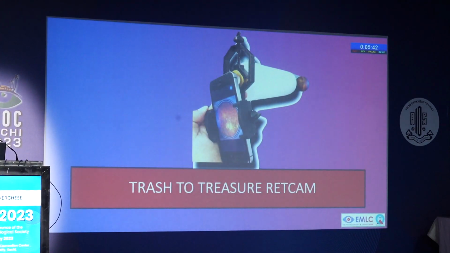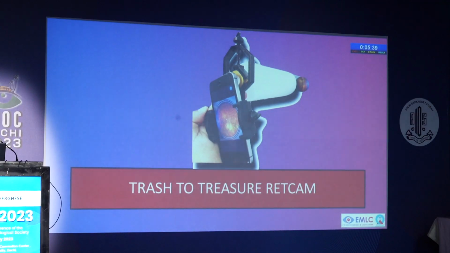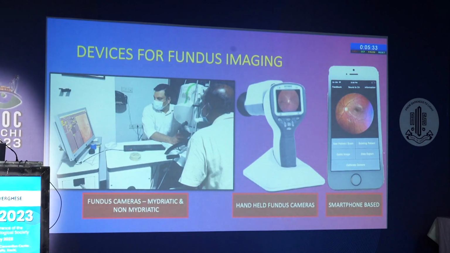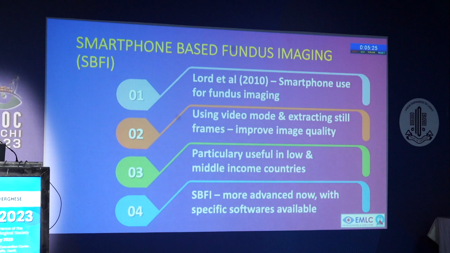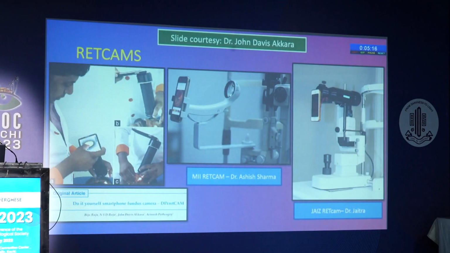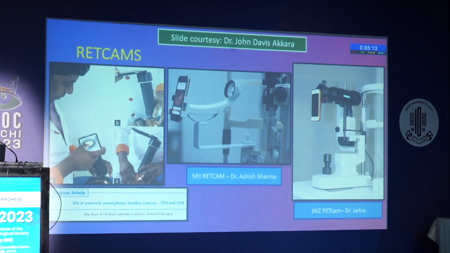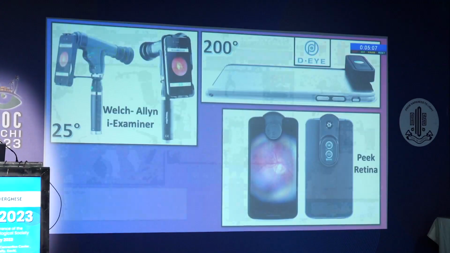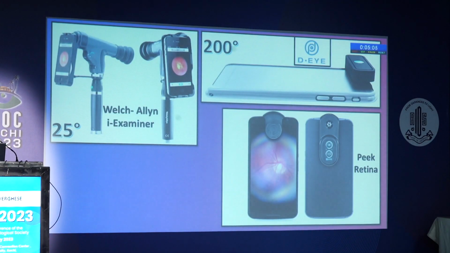We now describe another innovation, the Trash to Treasure RedCam, which is an innovative smartphone-based fundus imaging tool. The devices for fundus imaging are mydriatic and non-mydriatic fundus cameras, handheld fundus cameras, and smartphone-based fundus imaging. Smartphone-based fundus imaging was first described by Lord in 2010. It has advanced throughout the years with more specific softwares available. Multiple smartphone-based imaging platforms are available, each having their own advantages and with different fields of view. Few of the available ones are the M2 RedCam, the JAIS RedCam, Welch Allyn Examiner, DI, Peek Retina, and Vulcan View RedCam.